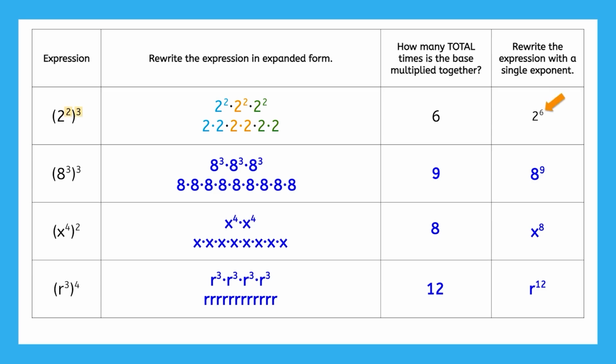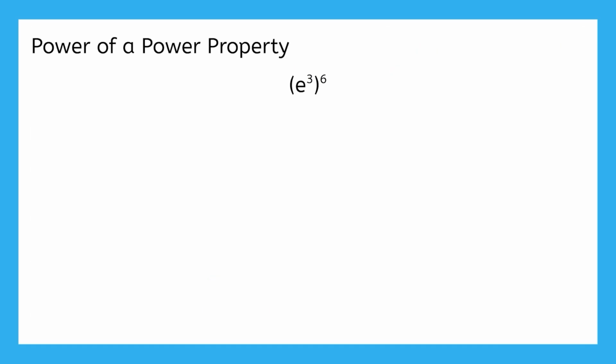Hey, 2 times 3 is 6, and 3 times 3 is 9, and 4 times 2 is 8, and 3 times 4 is 12. These exponents are being multiplied. Let's use an example to further investigate how this property works. We have e cubed to the power of 6. How can I rewrite this with a single exponent?